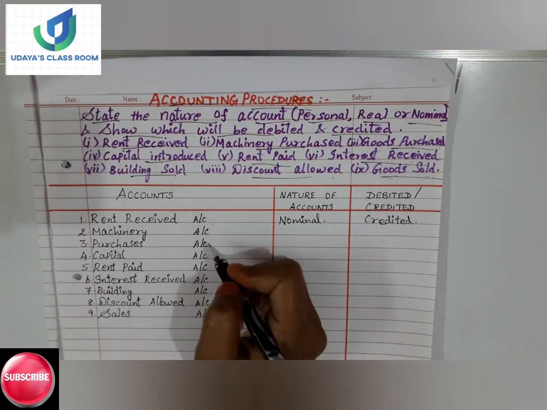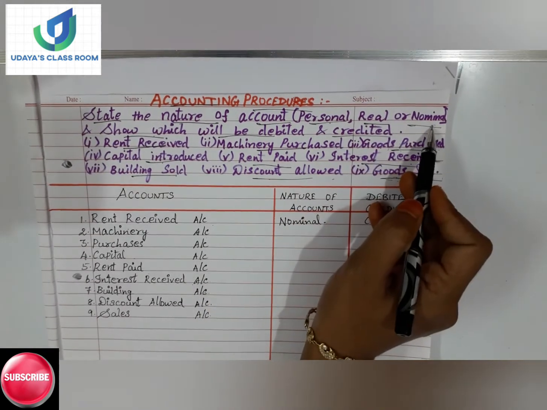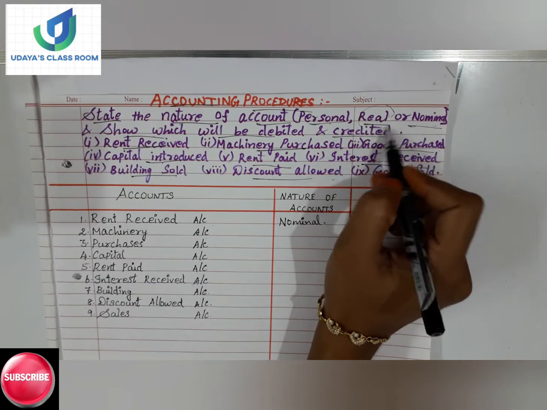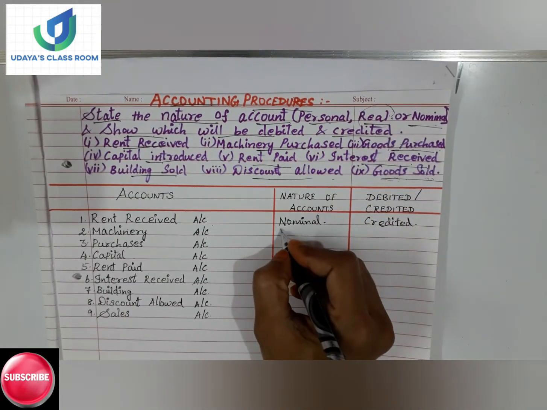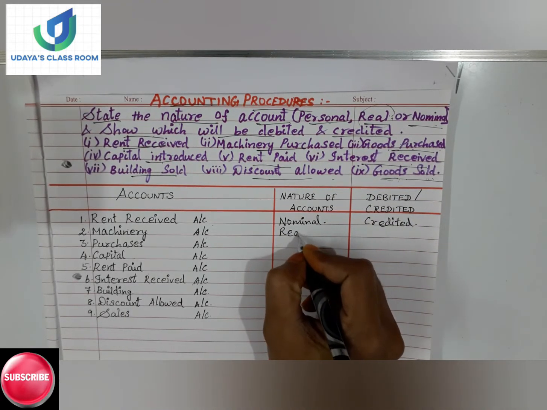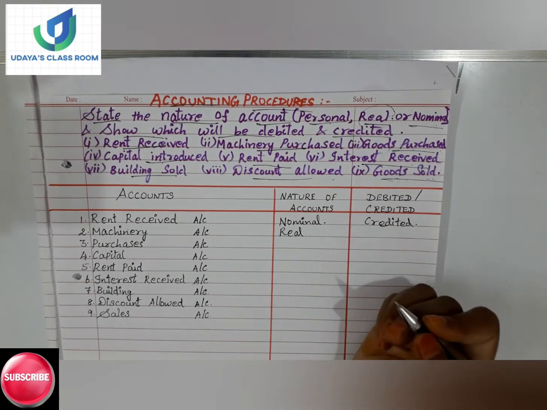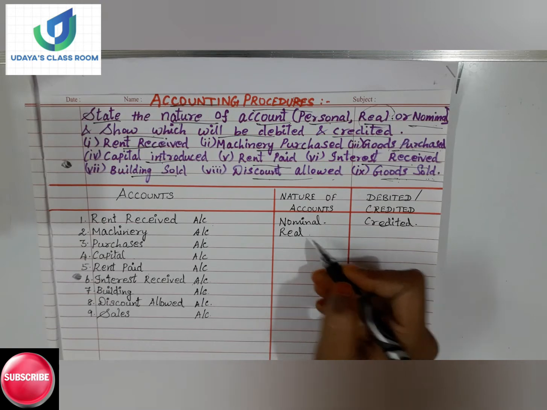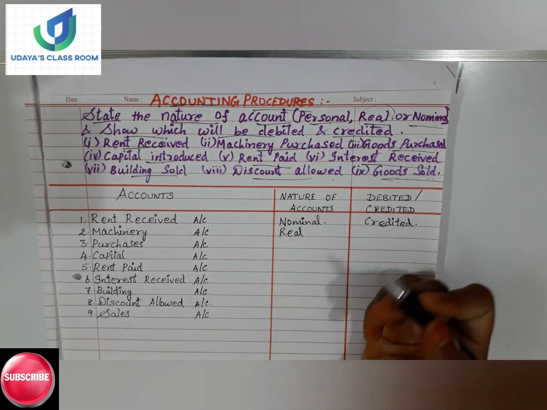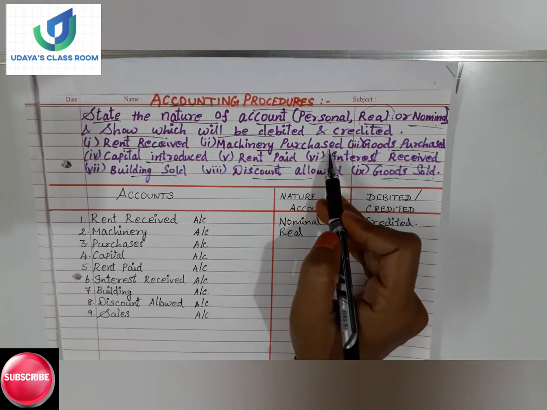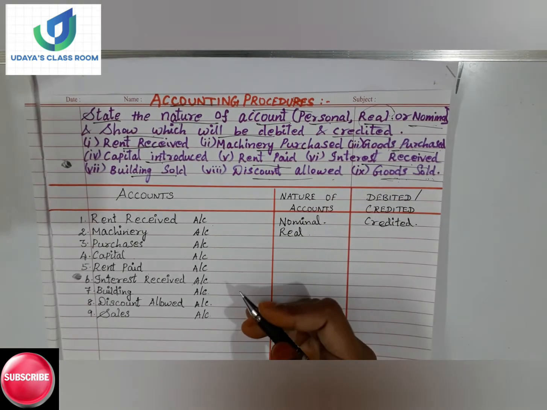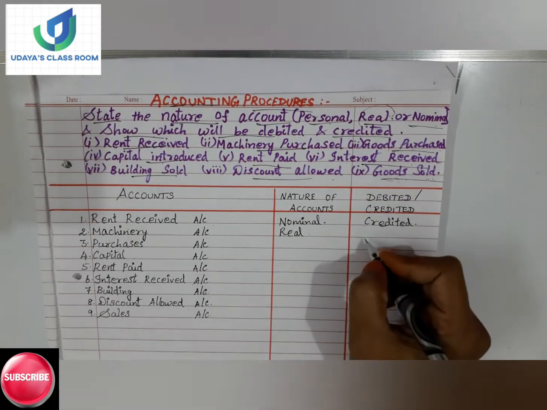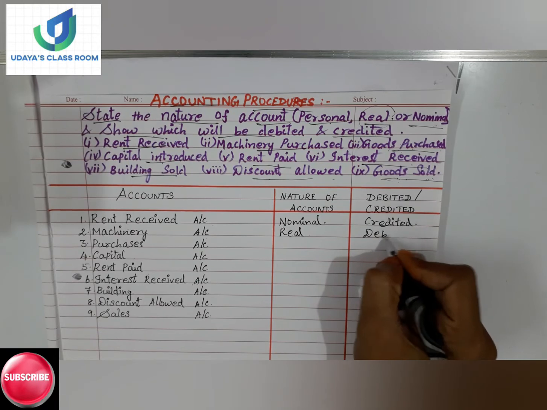Alright. Next is machinery account. So machinery account related to personal, real or nominal. Related to assets, so it is a real account. So nature of account or type of account is real account. So we have written real account. What is the rule of real account? Debit what comes in, credit what goes out. Here we have purchased. So machinery coming inside. Debit what comes in. So debited.